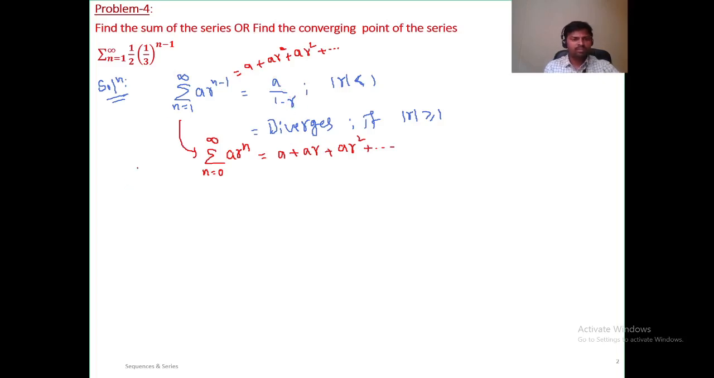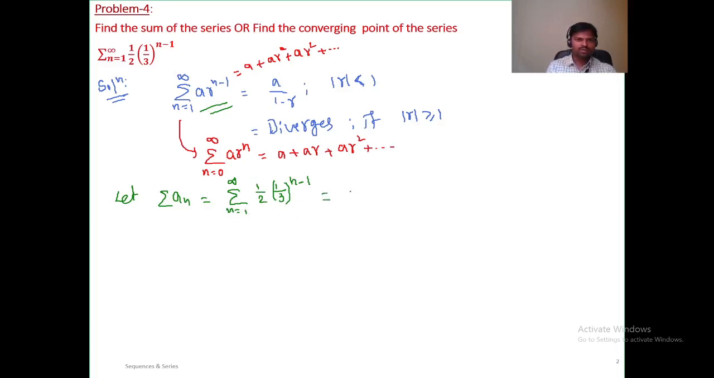Let us attack this problem. What is given? Let the given series be the sum of a_n, n running from 1 to infinity, of 1 upon 2 into 1 upon 3 raised n minus 1. Now compare this series with the geometric series. See, n is running from 1 to infinity in both. Instead of A, you have 1 by 2, and instead of r, you have 1 by 3.